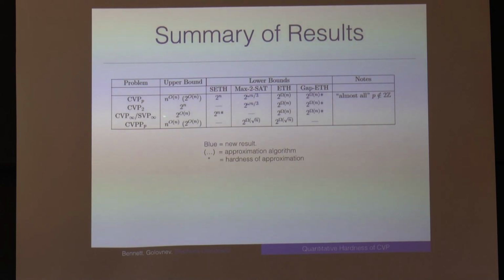In CVP2, we're sadly missing this spot right here. So things are much less well understood. I also get some results that I didn't mention, like CVP infinity, and also SVP infinity, which usually comes along for the ride when you get CVP. And actually, for these, even constant factor approximation is SETH hard, which is kind of surprising.